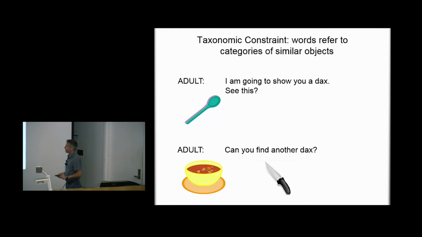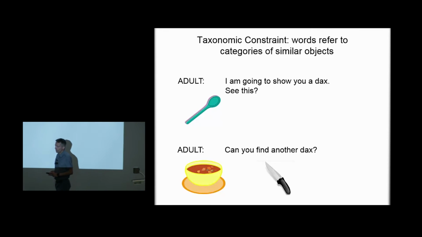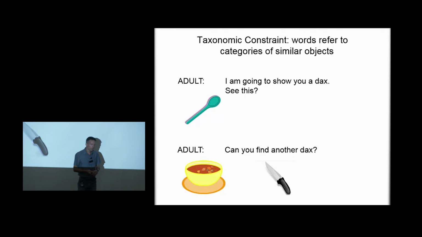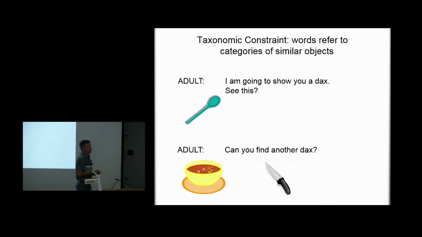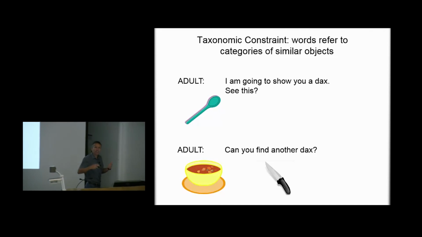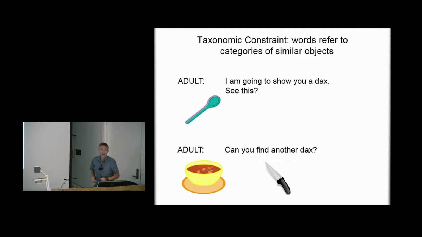There's also the taxonomic constraint. Kids assume that words refer to concepts, and those concepts are in the same level of a taxonomy. So typically, words refer to categories of similar objects. If an adult says, I'm going to show you a DAX, right, this new word DAX, and talks about this DAX in the context of a spoon, and then later the adult says, can you find another DAX? The child will not actually point to the soup bowl, even though that's thematically related, right?